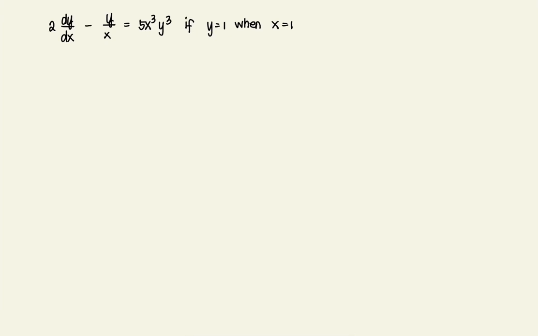Let us solve the differential equation 2 dy/dx minus y over x equals 5x cubed y cubed, if y equals 1 when x equals 1. So first, let's try to check if we can change it into the form of a Bernoulli DE.